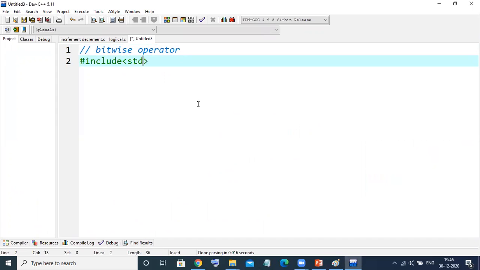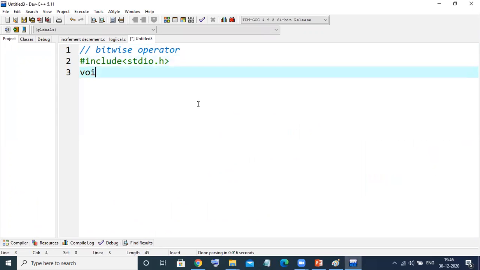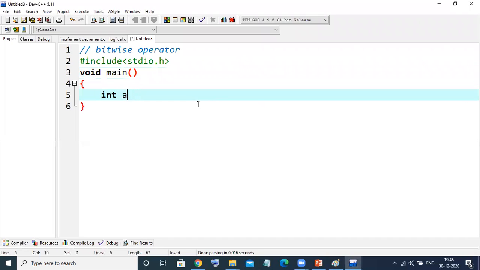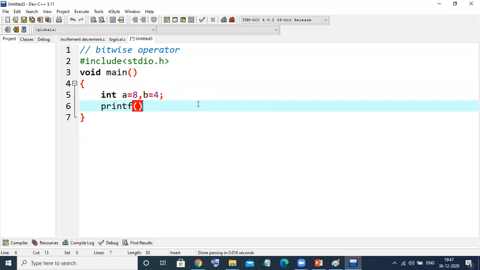Include stdio.h, void main, and suppose I am declaring a is equals to 8, comma, b is equals to 4. That's it. And I want to printf. Suppose I want to print A and B, with percent %d, comma, and I want to print A and B.